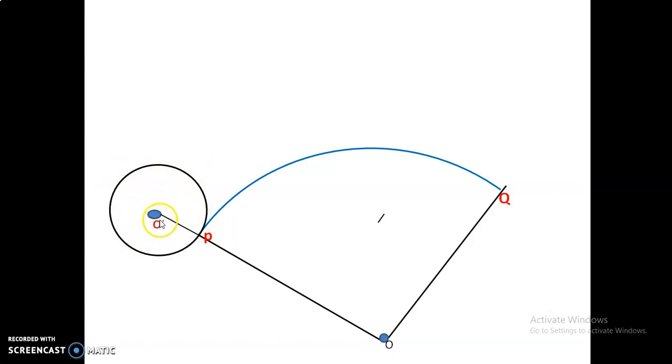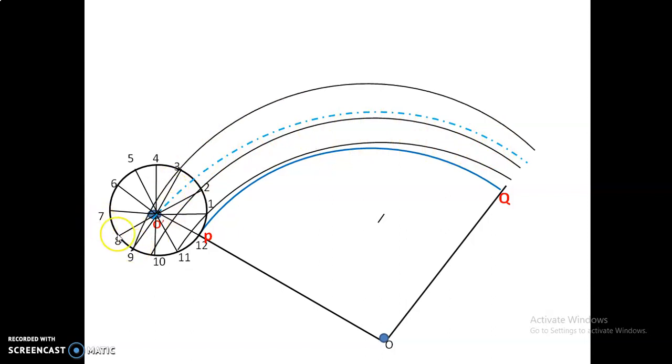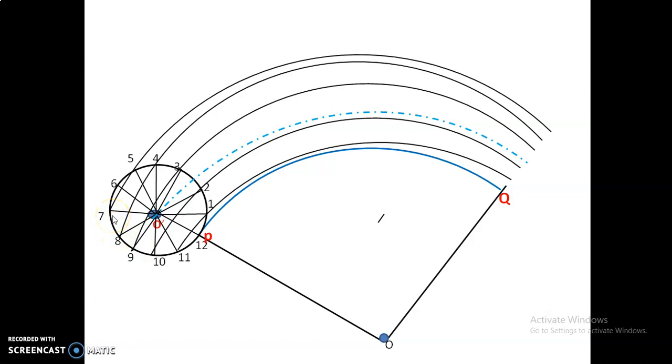Divide this rolling circle into 12 equal parts: 1, 2, 3 and so on, 12. So draw the circular arcs from 11-1, from 10-2, from 9-3, from 8-4, from 7-5, from 6, with the center point O. This is the center line, center arc. So these are the circular arcs we have to draw from the respective points. Extend this OQ line like this.